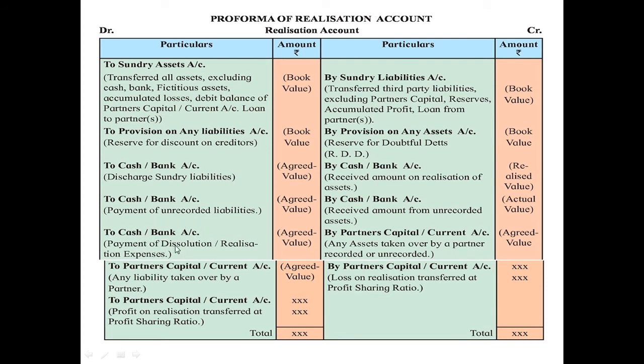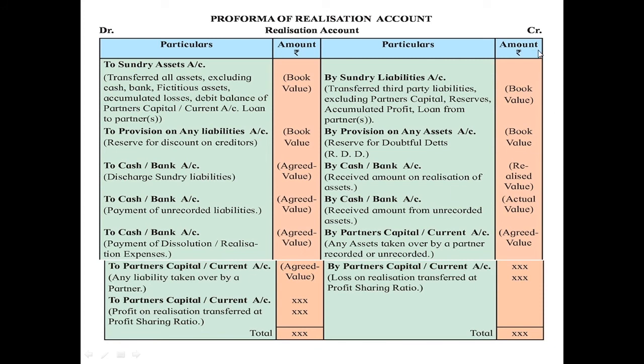Then the next entry is also to cash or bank. This is for the payment of dissolution expenses. When the firm is dissolved, certain expenses are incurred, and when the payment is made for those expenses, cash goes out from the business, so the entry will be recorded. Then if any partner has taken over any kind of liability, then that partner's capital or current account is recorded on the debit side. Then the last entry is for the profit on realization.